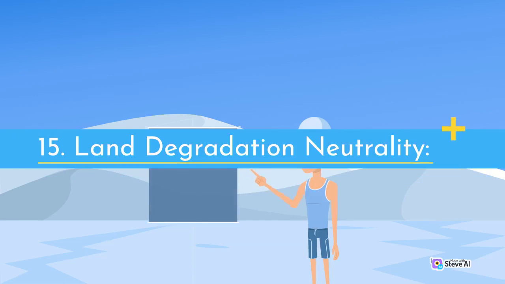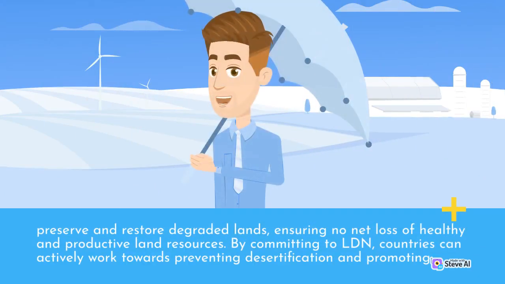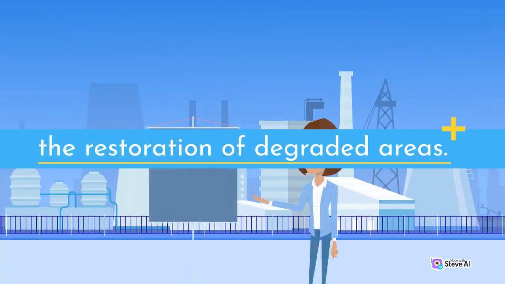15. Land degradation neutrality. The concept of land degradation neutrality, LDN, aims to achieve a balance between land degradation and restoration. LDN advocates for the implementation of sustainable land management practices that preserve and restore degraded lands, ensuring no net loss of healthy and productive land resources. By committing to LDN, countries can actively work towards preventing desertification and promoting the restoration of degraded areas.